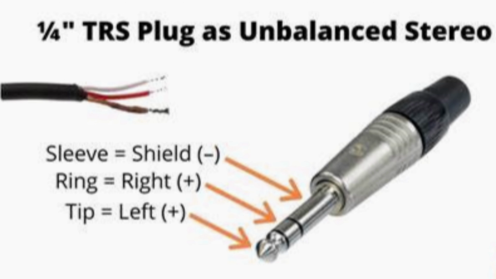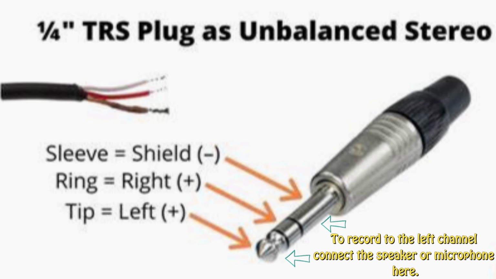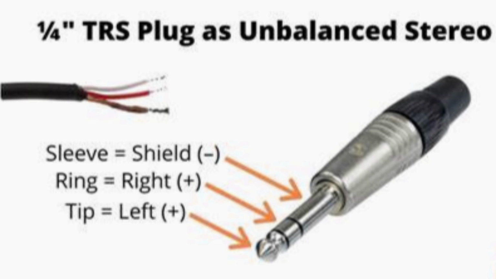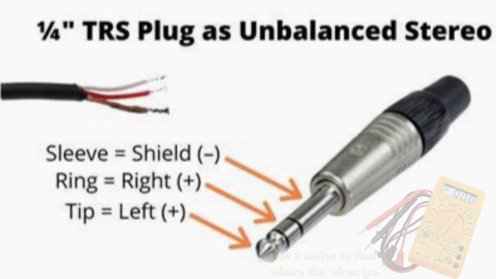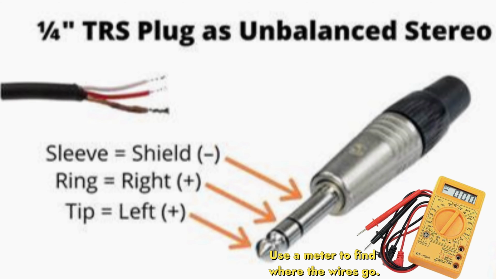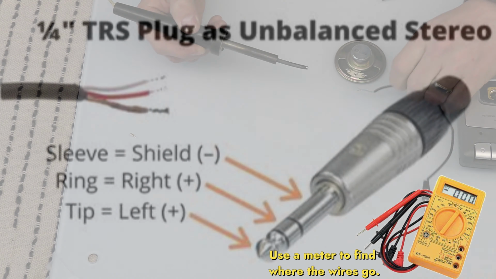If you want to record your audio to the left channel, simply find which of the three wires is connected to the tip of the plug, which is a plus, and the other one will connect to the negative, which is the shield. And of course, to record to the right channel, you need to find the wire that goes to the ring, plus, and then the shield, negative. The colors don't mean anything, because there's no standard on this audio. However, if you have a meter, you can check that out.